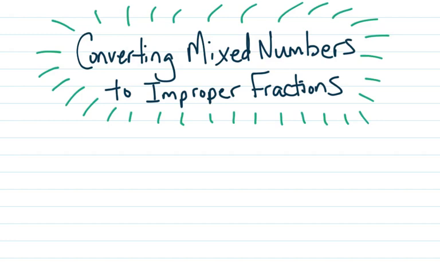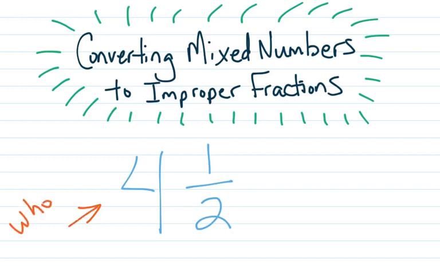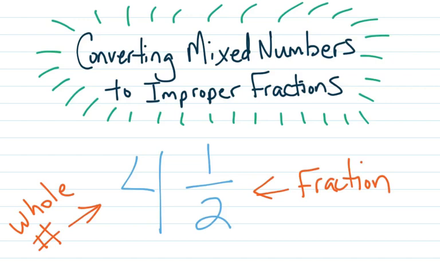So how to do that is, I call it a backward C method. So let's say we have the mixed number 4 1/2. That is a mixed number because it has this 4, which is a whole number, and it has this fraction here, 1/2. So those two things combined make for a mixed number.